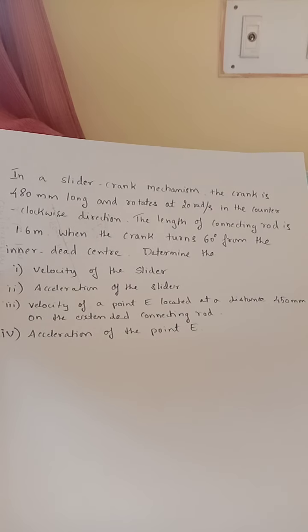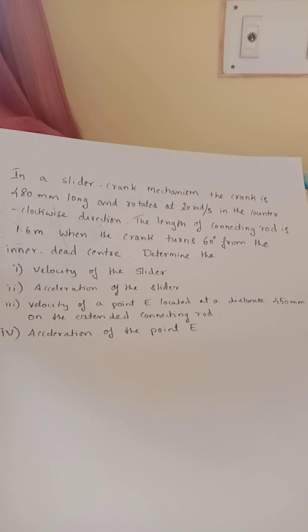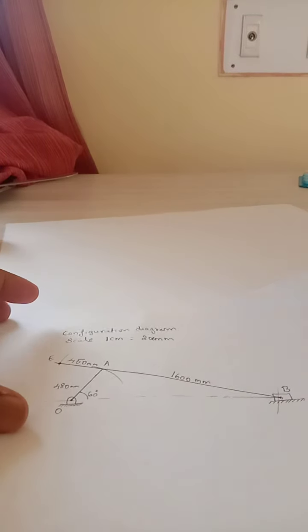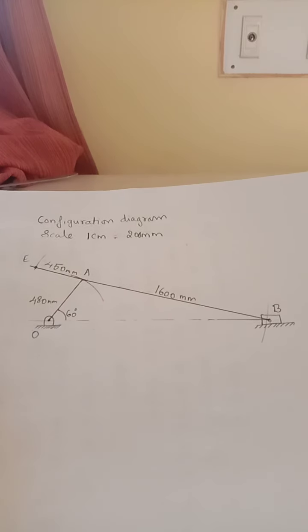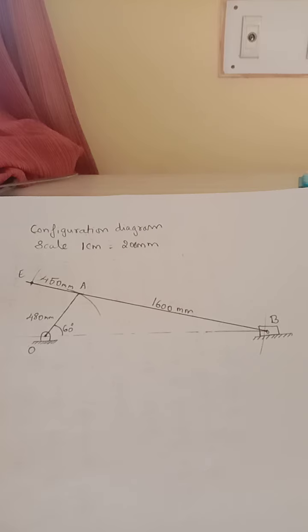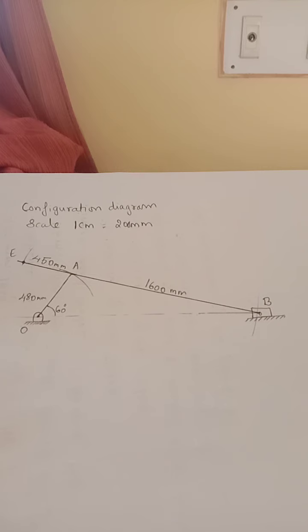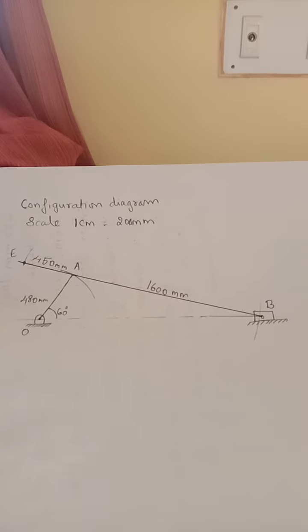Okay, so first of all, the problem is given. We have to read the problem in detail, and the next thing is we have to draw the configuration diagram. So here I have selected the scale to draw the configuration diagram. That is, I have selected 1 centimeter is equal to 200 mm. Okay, so 1 centimeter is equal to 200 mm, and I have drawn the configuration diagram.